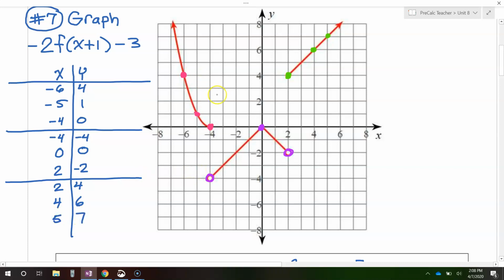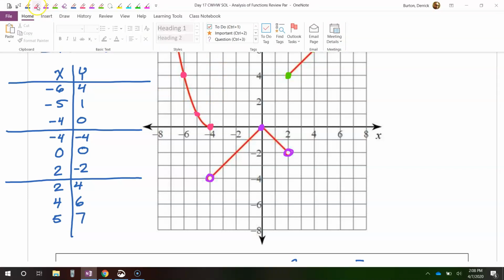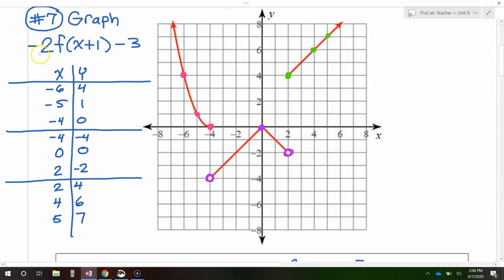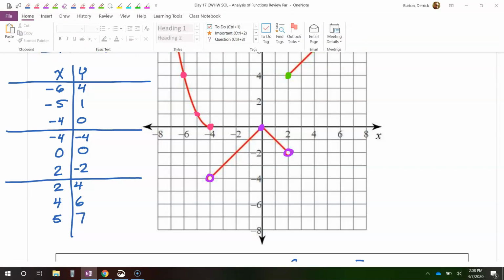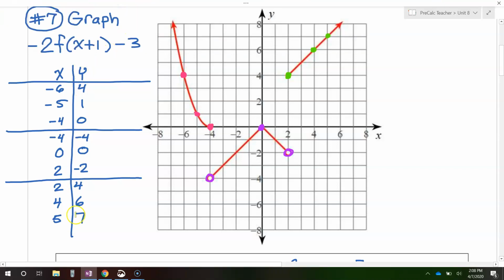All right, now let's talk transformations. Okay, there are actually 4 transformations here. Some of them are happening to the y values, and some of them will be happening to the x values. I'm going to start with the y value transformations. Anything that's happening outside of the function, like the negative and the 2 here, that's going to be happening to the y value. Okay, so also this -3. So these transformations will happen to the y value.